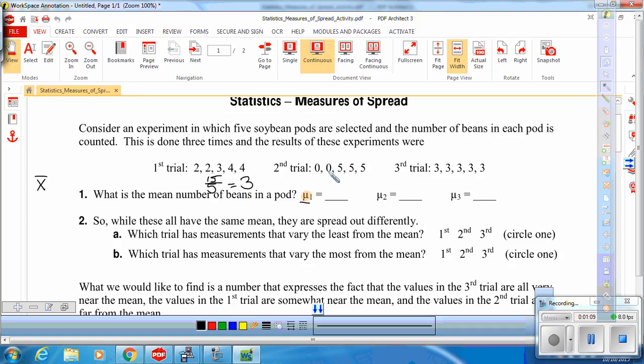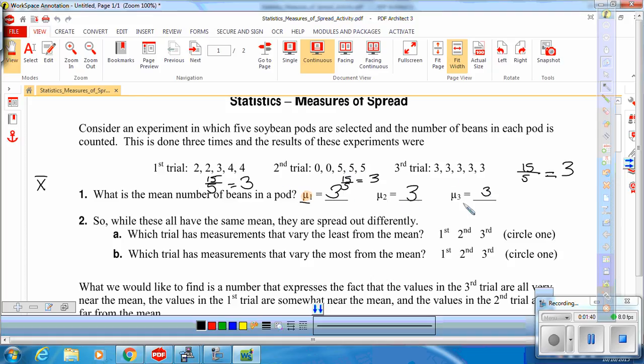0 plus 0 is 0, plus 5 is 5, plus another 5 is 10, plus another 5 is 15. There's 5 numbers, and so it's going to have a mean of 3 as well. And for the last one, 3 plus 3 plus 3 plus 3 plus 3 is 15, divided by 5 is 3. So we've got these 3 completely different sets of data, but all 3 of them have a mean of 3.